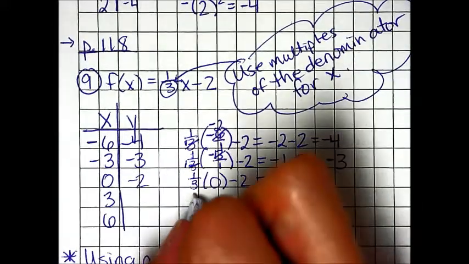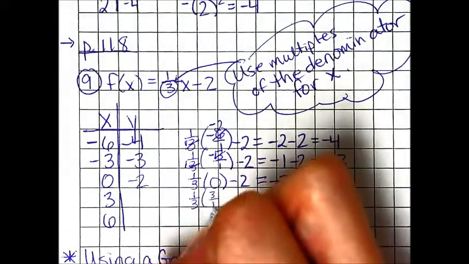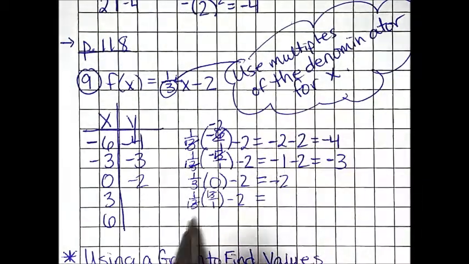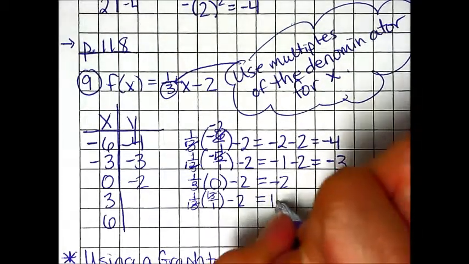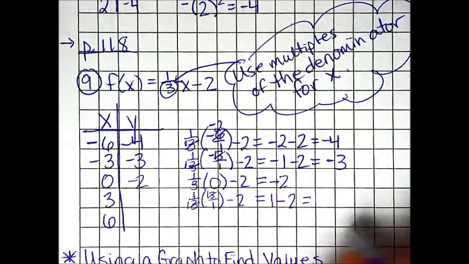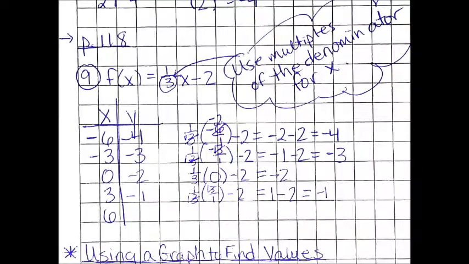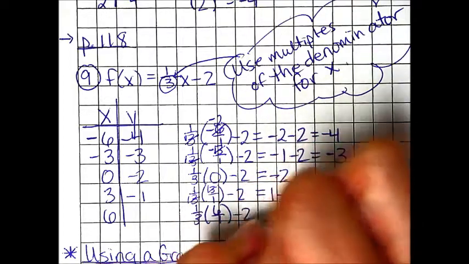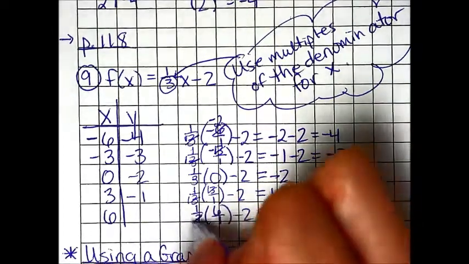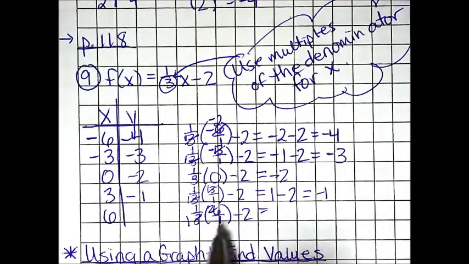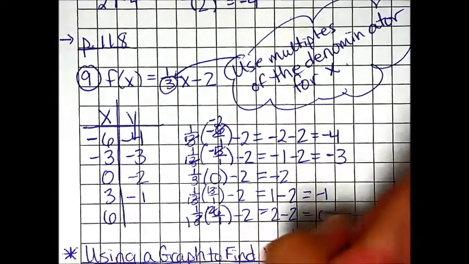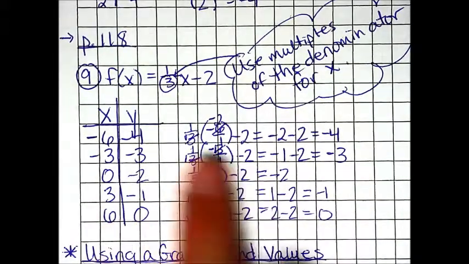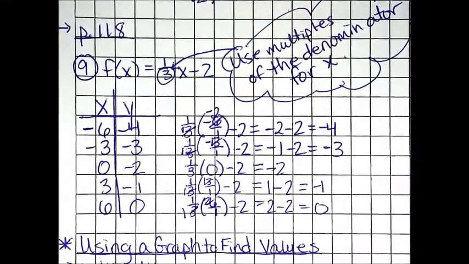And then we're going to repeat it with the positives. So 1/3 times 3 over 1 minus 2. I would cancel out the 3's, making 1 times 1 is 1. Don't forget to do minus 2. 1 minus 2, negative 1. And last but not least, 1/3 times 6. Your 3 and 6 are going to cross cancel, leaving you with 2 minus 2, which is 0. So now we have a nice, easy table to graph without a mess of fractions that we're trying to figure out how to put on a grid.